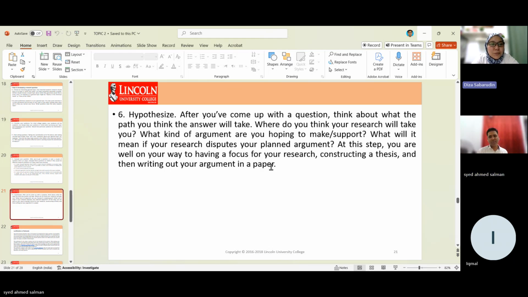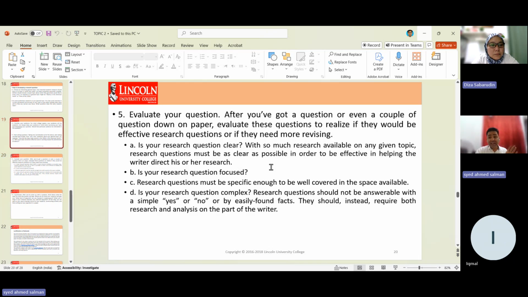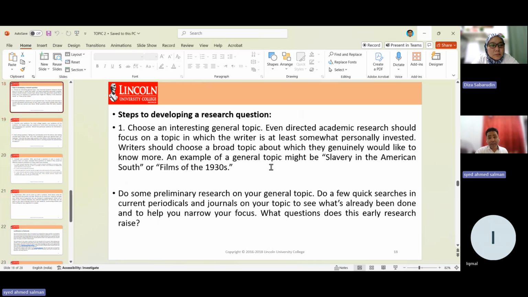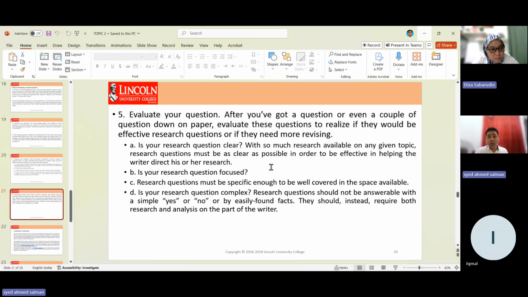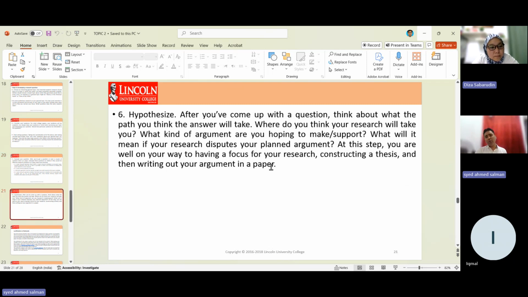So what are the things you have to do? First, you have to understand the general interesting topic. Then you have to do some preliminary research. Then you have to understand your audience, start asking questions, evaluate your questions, and hypothesize your question. So these are the six steps necessary whenever you are developing the research question. Do you understand?